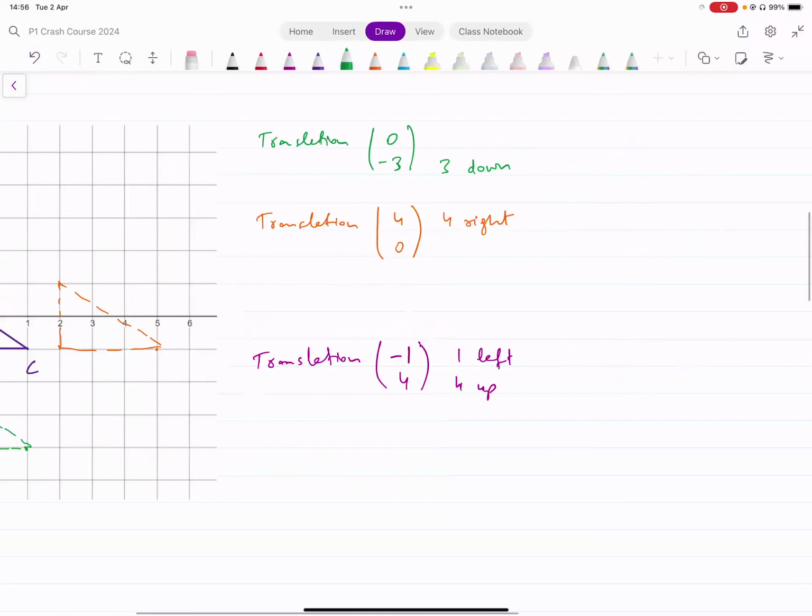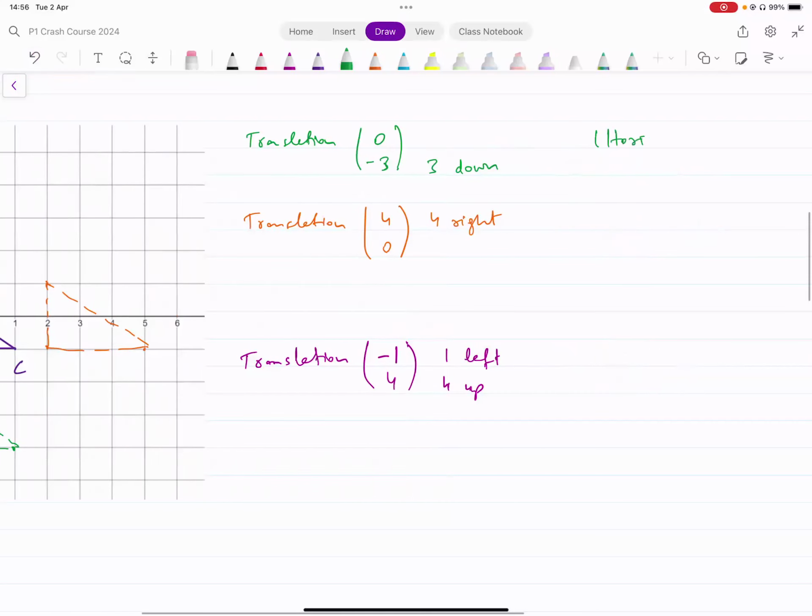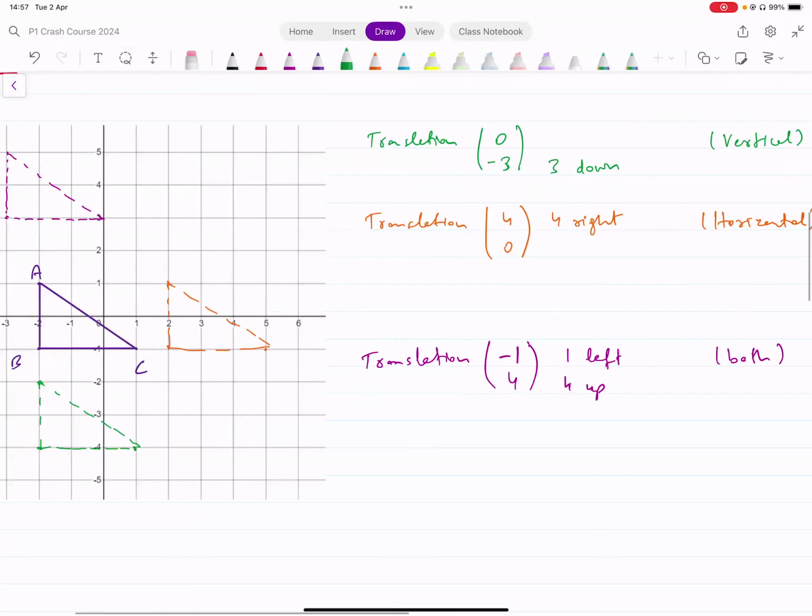Now, the first type that I wrote here, this was horizontal translation because the movement of graph was horizontal. Now, the second one was vertical. What about the last one? This is both horizontal and vertical, right? Sorry, the other way around. The first one was vertical. The second was horizontal. And the last one, this is both. It's both horizontal and vertical. All right. This is how translation works.